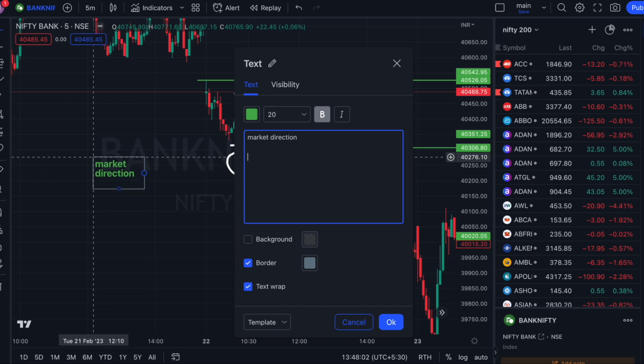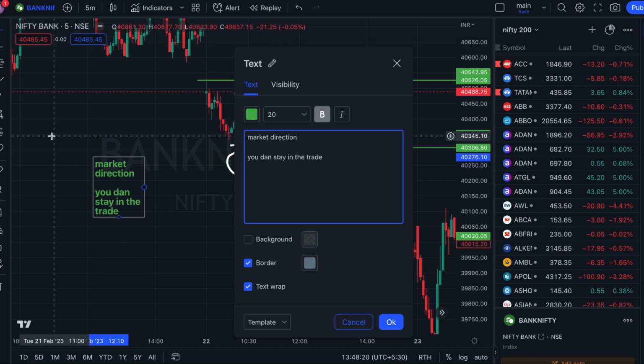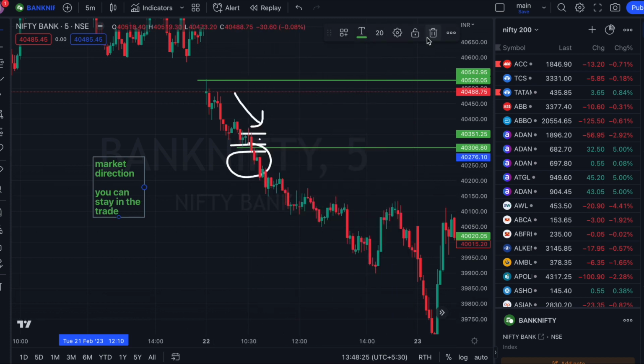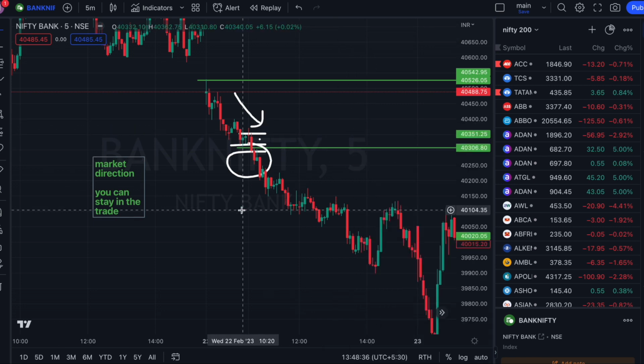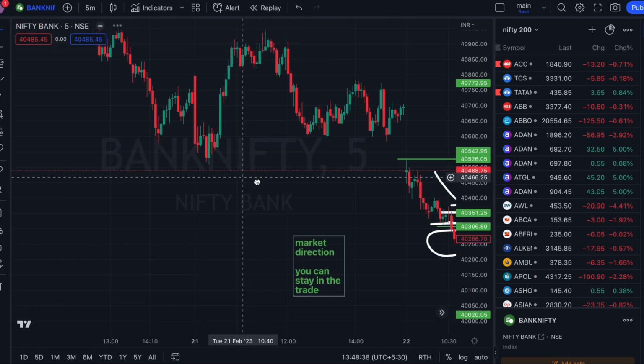What is the second point? The second point is you can stay in the trades for longer durations. Why? Because you know, since the initial balance is broken, there is a lot of chance that your trade would work, and also the price would not just reverse, and if the price gets inside the initial balance, only then there is a chance of reversal, otherwise no. Right?